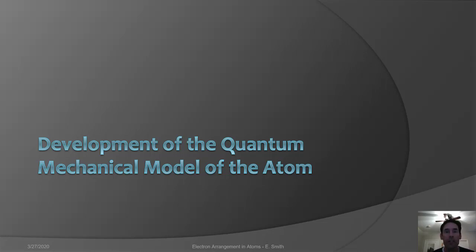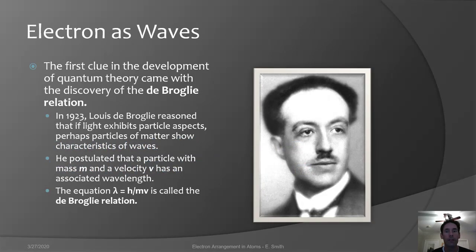Before you do this, please make sure that you've watched the video on the photoelectric effect, because we need to understand how it is that light is a wave that acts like a particle, because this idea is what led to the quantum mechanical model of the atom. A gentleman by the name of Louis de Broglie came up with the beginning idea of the quantum theory by thinking about the idea of an electron, that it doesn't move in a straight line.